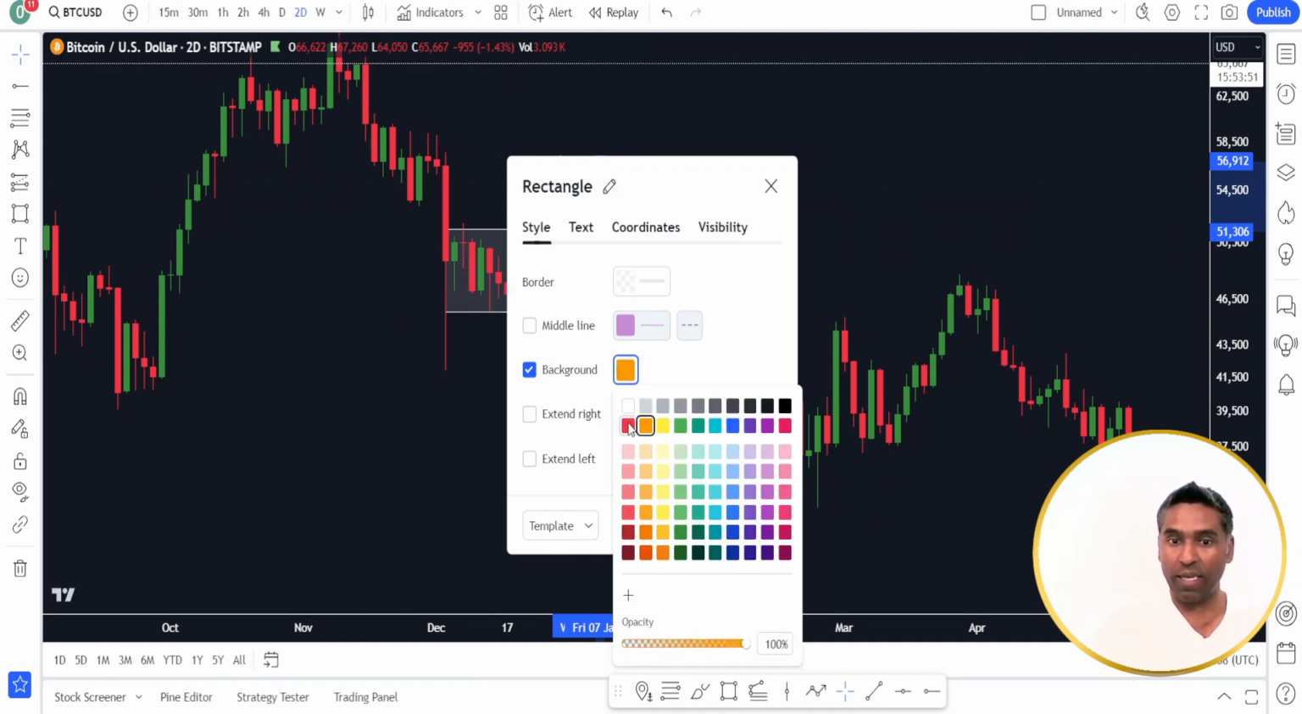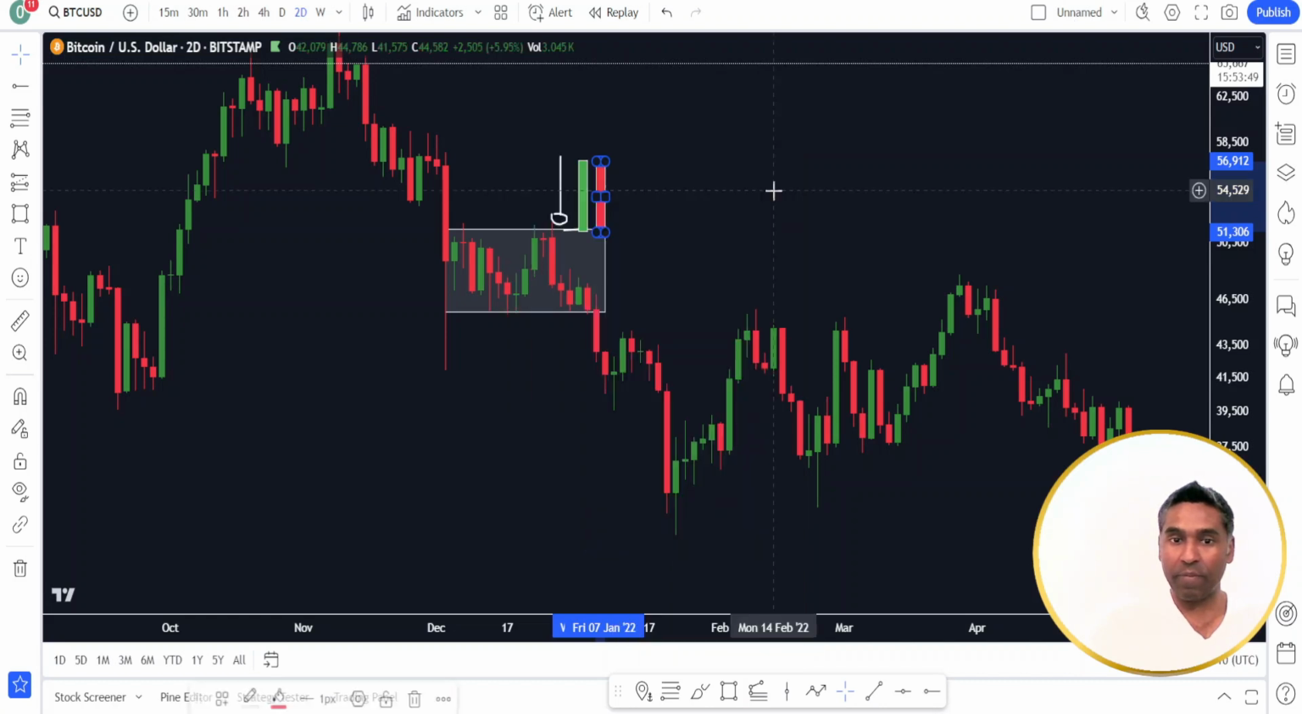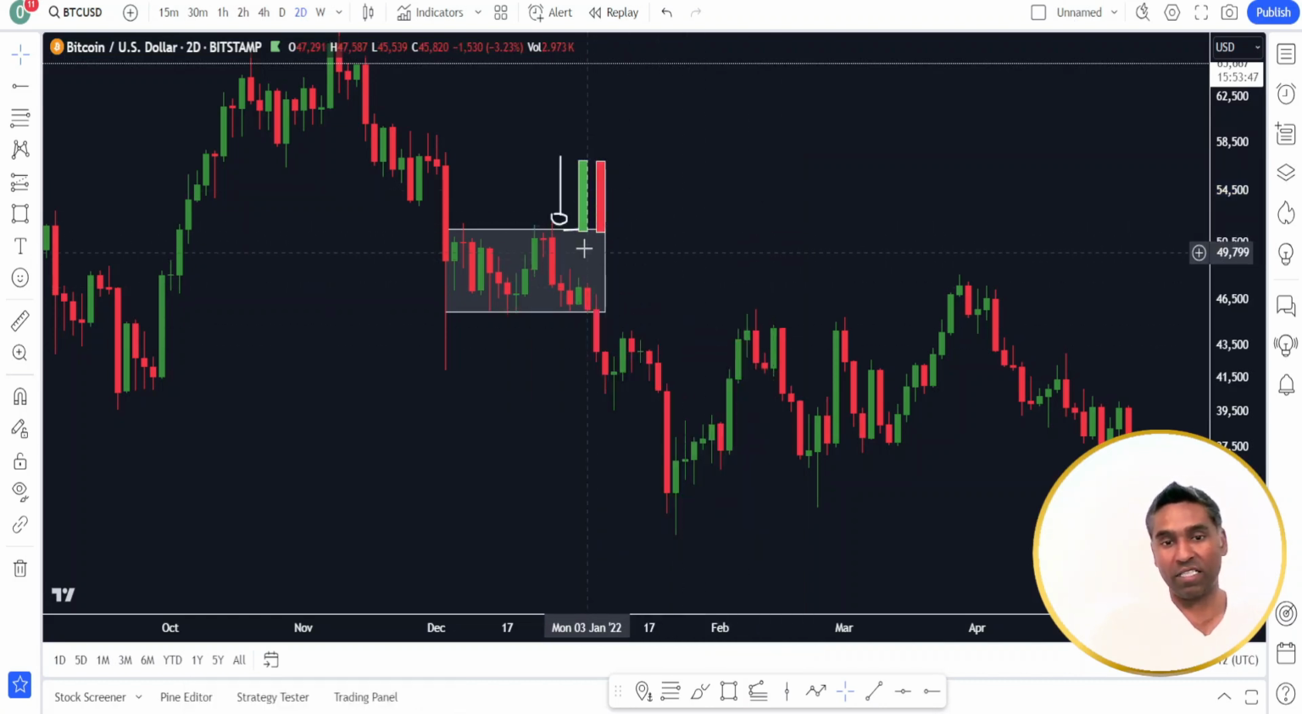So we want to see a pattern like this: one candle is green, it's breaking the resistance, and the other candle comes and it's red and it's engulfing this green candle. How will we enter in this candlestick pattern? We will enter on the break of this candle, we will enter the market.